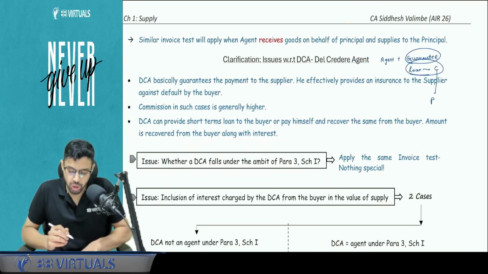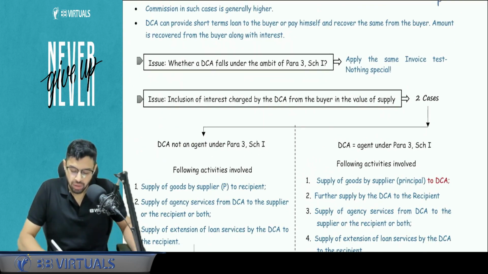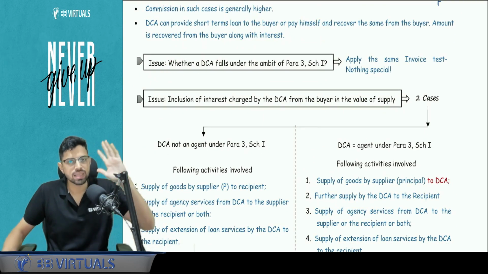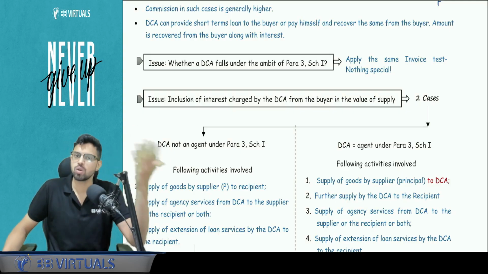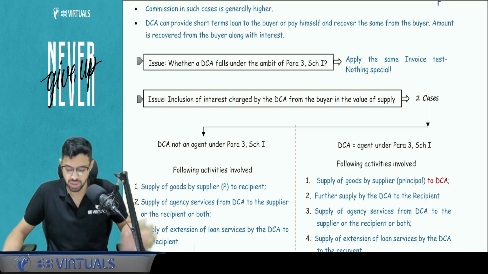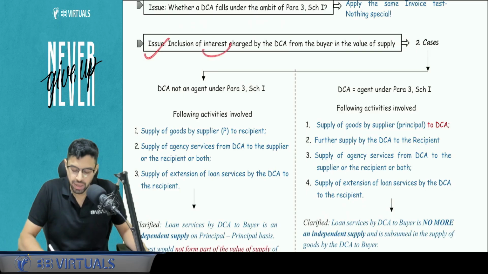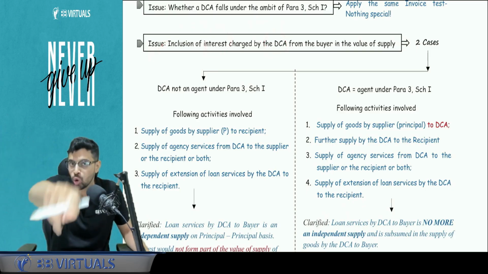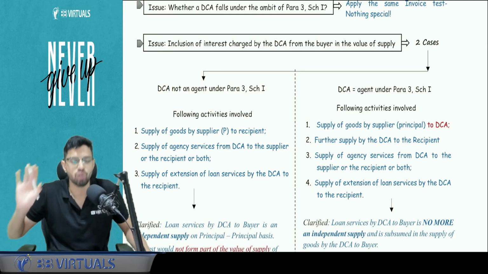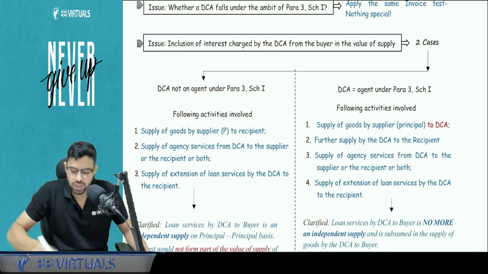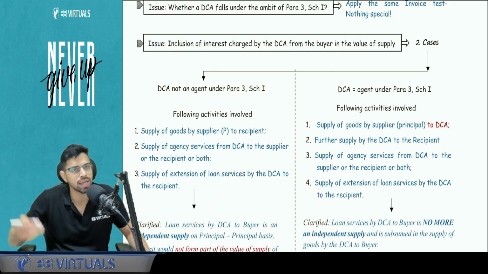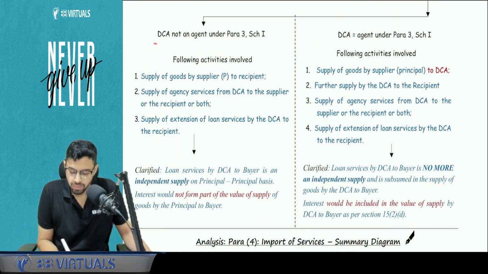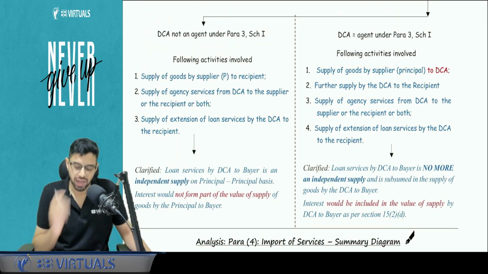So 2 issues crop up. Issue number 1, whether the DCA falls under the ambit of paragraph number 3, Schedule 1. The answer is the same: apply the invoice test. Just because he's a DCA does not matter. Apply the same invoice test. Issue number 2, what about the interest charged by the DCA? The interest charged from the customer with respect to that loan amount, because maybe the customer has defaulted. If the customer does not default, this issue will not apply because interest won't be applicable as the loan is not there. Now, 2 cases are possible. DCA is not an agent under paragraph number 3.